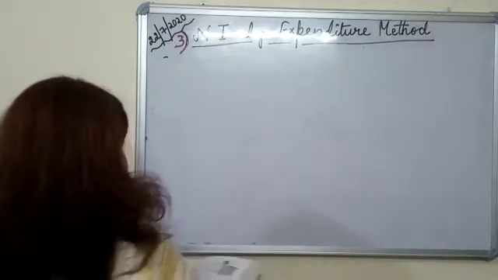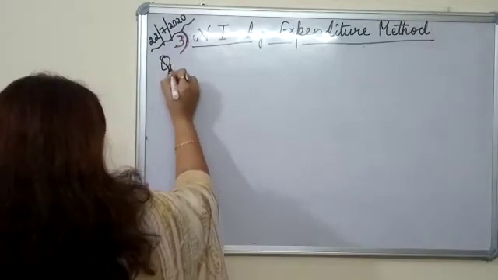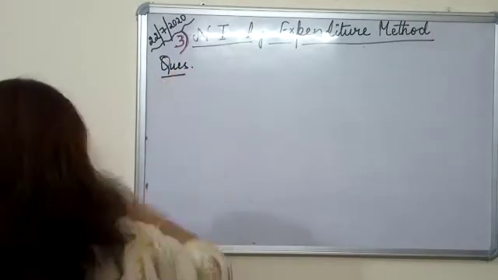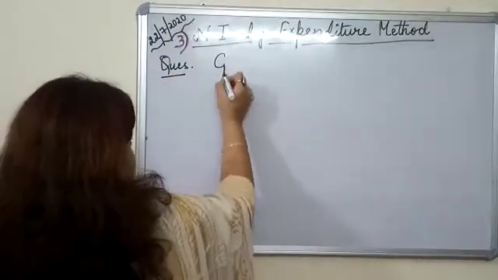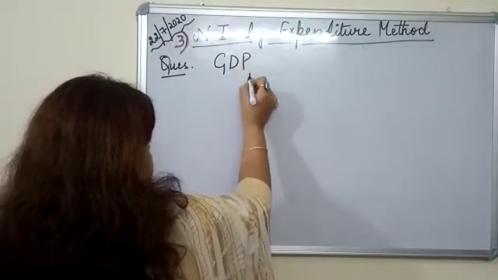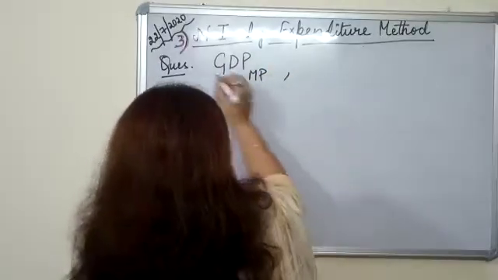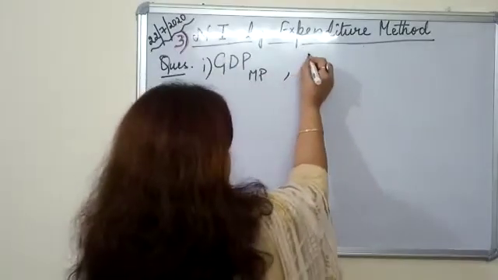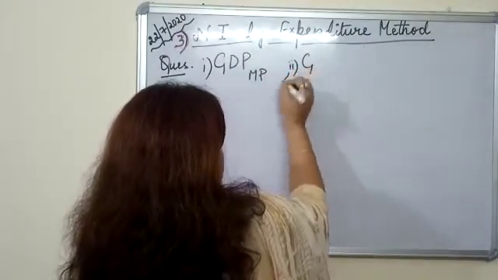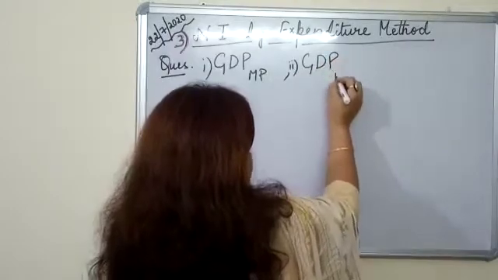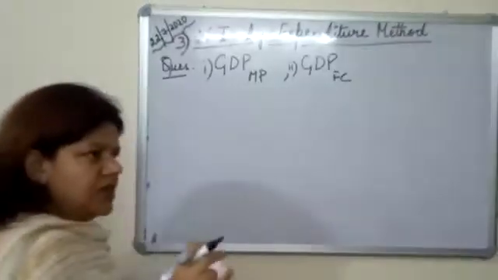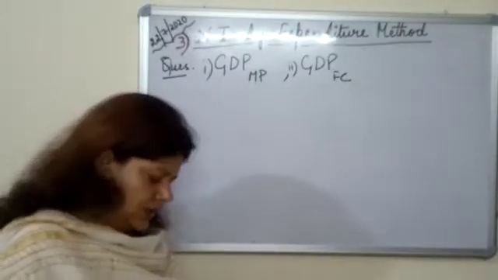Now, what is the question? You have to calculate net domestic product at market price, and second thing, you have to calculate gross domestic product at factor cost. In this question, you have to calculate this.